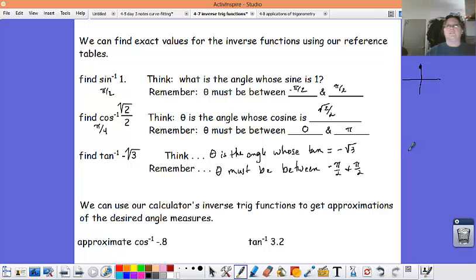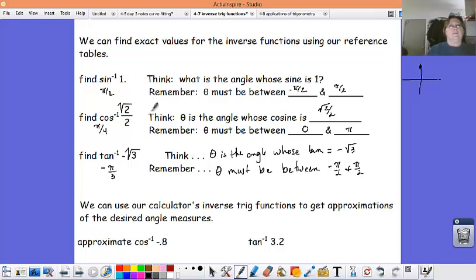So now we look at our reference sheet, and from looking at it, I can tell you that my theta, the place where this happens between those two, is at negative pi thirds. That would be negative 60 degrees. Okay? You can also use your calculator's inverse functions to get approximations as opposed to exact values like we have.